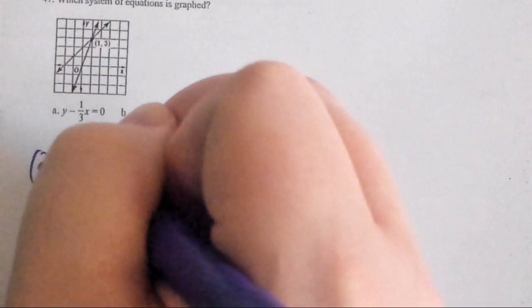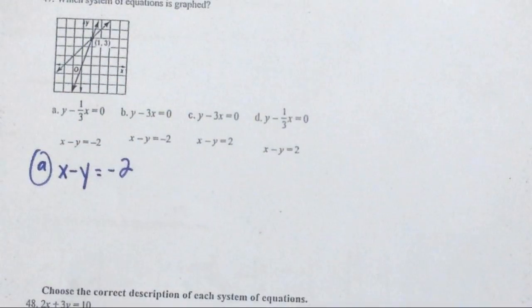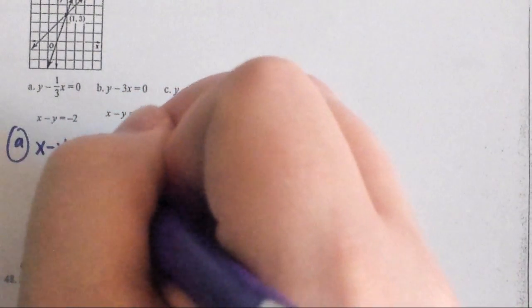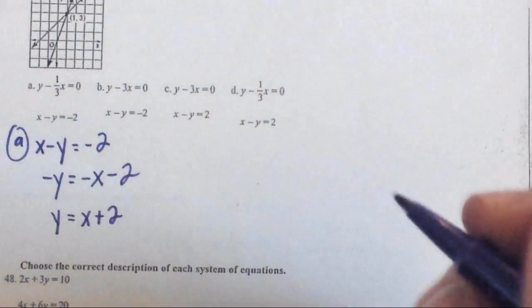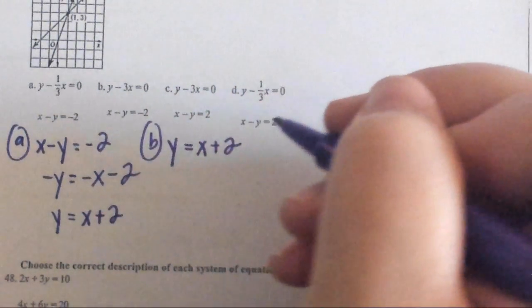So A, it used to be x minus y equals negative 2. If we put that in y equals mx plus b, we'll have negative y equals negative x minus 2. I have to change the sign, so y equals x plus 2. B is the exact same equation, so it's also going to end up with the second equation y equals x plus 2.